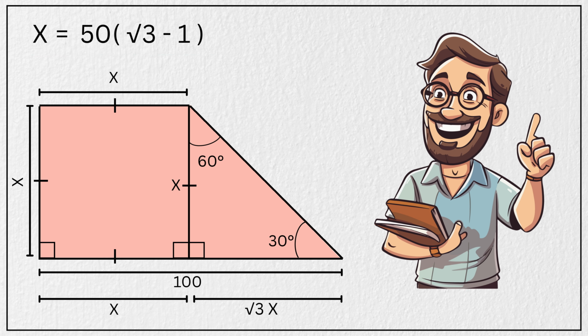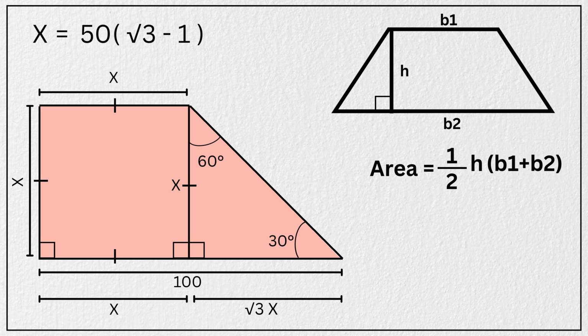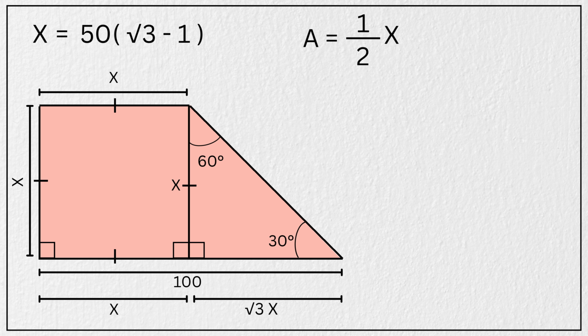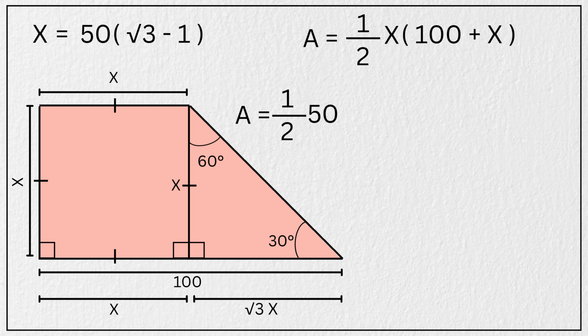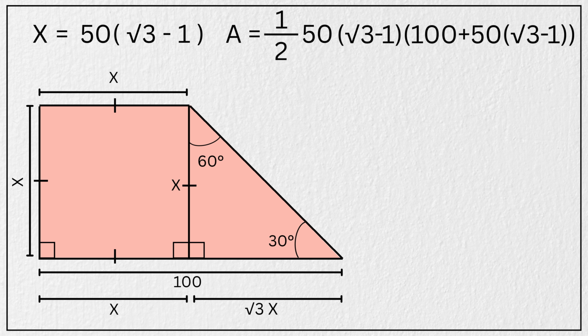Now we have everything to calculate the area of this trapezoid. Area of trapezoid is calculated by the formula 1/2 times the height multiplied by the sum of the two bases. In our problem, the height is x, the top base is x, and the bottom base is 100. So substituting those into the formula, we get area equals 1/2 times x multiplied by the quantity 100 plus x. Again, substituting x as 50 times the quantity square root of 3 minus 1, we get area equals 1/2 times 50 times the quantity square root of 3 minus 1 multiplied by 100 plus 50 times the quantity square root of 3 minus 1. Now let us simplify this step by step.